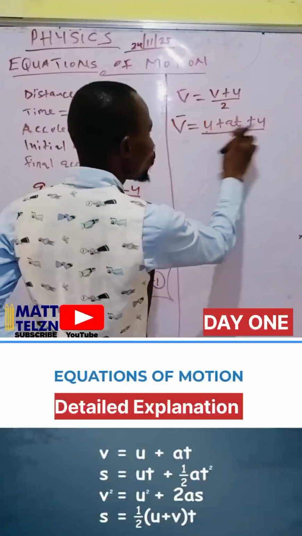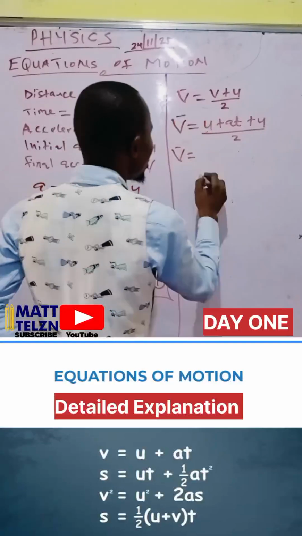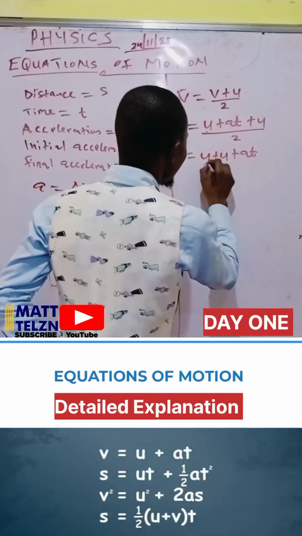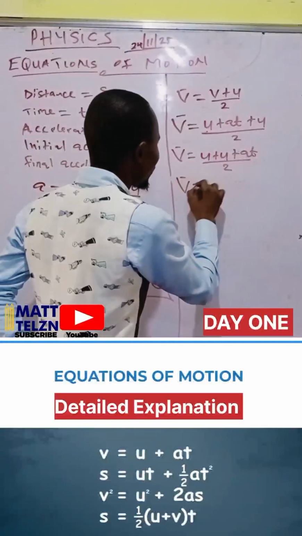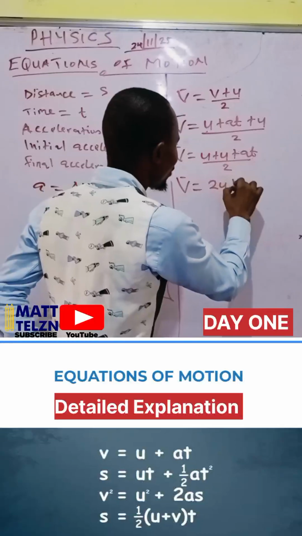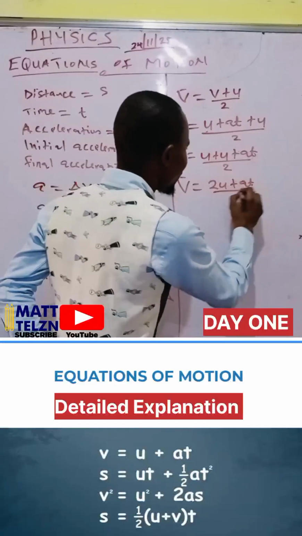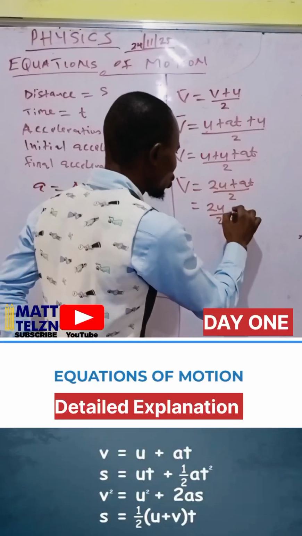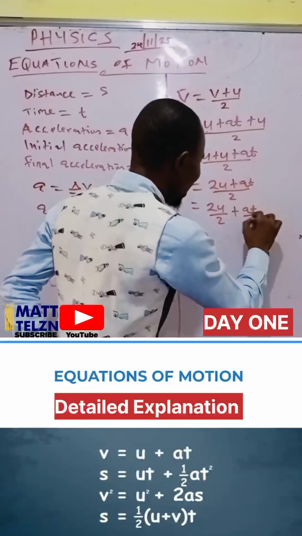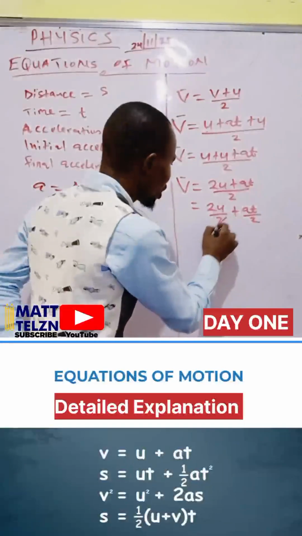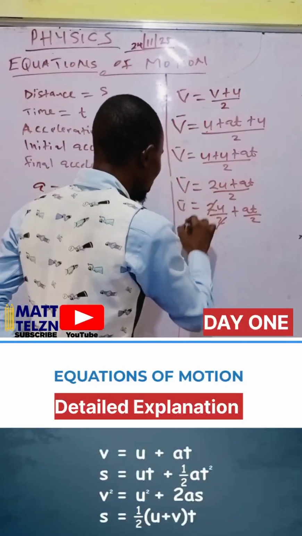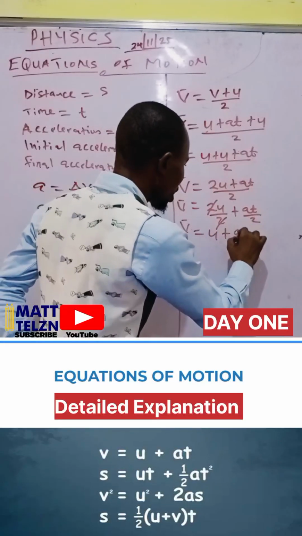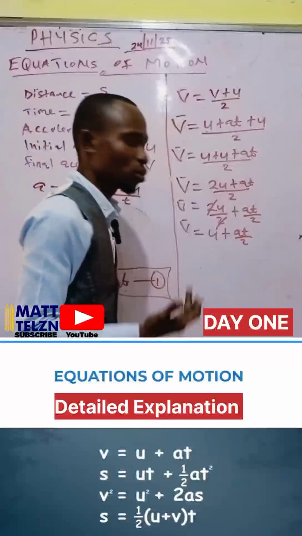Good. I will rearrange: u plus u will give me 2u. My average velocity is 2u plus at, right, divided by 2. I can simplify this like this: 2u divided by 2 plus at divided by 2, right? Good. So the 2 will cancel. My average velocity is equal to what? u plus at over 2, right?